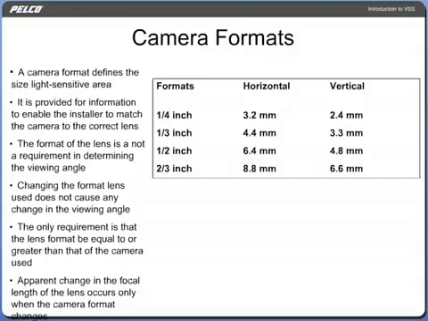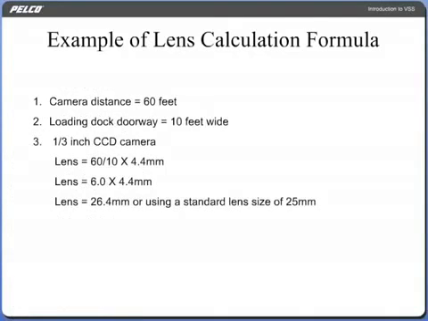The only requirement is that the lens format be equal to or greater than that of the camera used. This prevents shading of the video picture, more commonly known as the porthole effect. Apparent change in the focal length of the lens occurs only when the camera format changes. Example of a lens calculation formula.